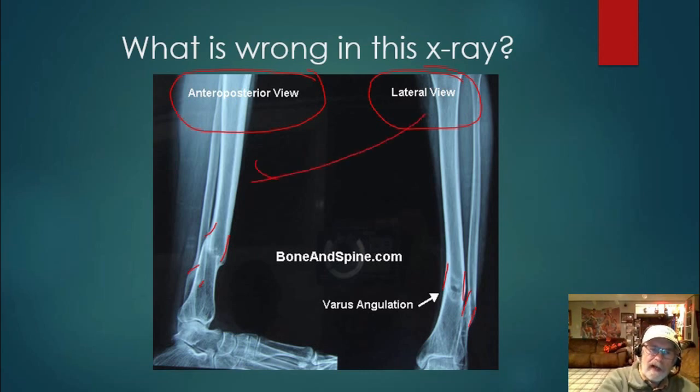That's the lateral view. That's the anterior posterior view. In a journal that was printed, nobody picked up that they had him labeled wrong. This is an anterior posterior view, where we're looking from front to back, and this is from the side, which is a lateral view.